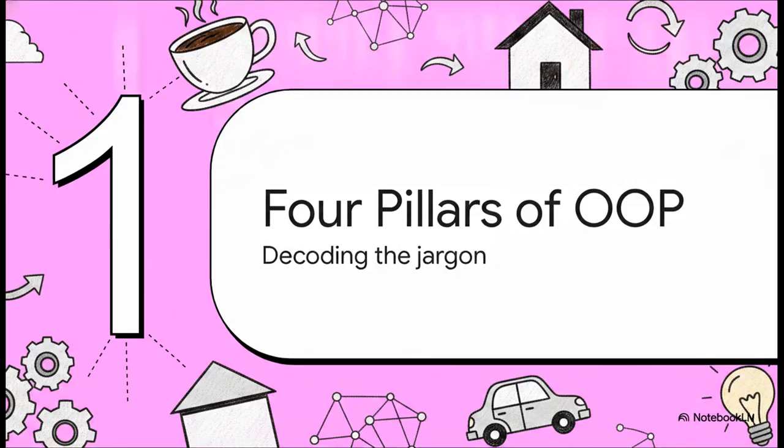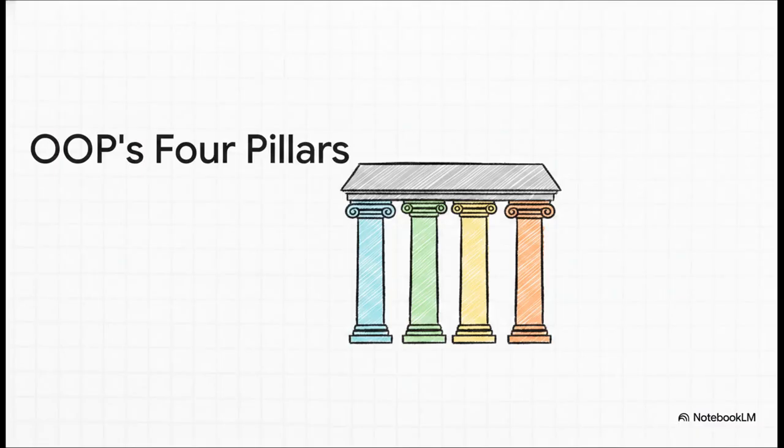All right, section 1, the 4 pillars of OOP. We're going to start by totally demystifying some heavy programming jargon using everyday objects you interact with all the time. So here they are, the 4 foundational pillars of object-oriented programming, or OOP for short: encapsulation, abstraction, inheritance, and polymorphism. Now, I know they sound like intense textbook jargon, right? But trust me, the logic behind them is actually beautifully simple.